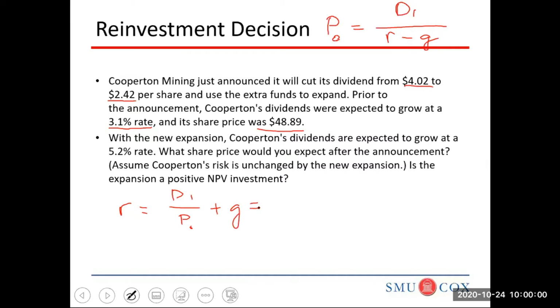And this would be under the old scenario, right? Dividend, yeah, go ahead. 4.02 over 48.89 plus 3.10%. And you would get 11.32%.